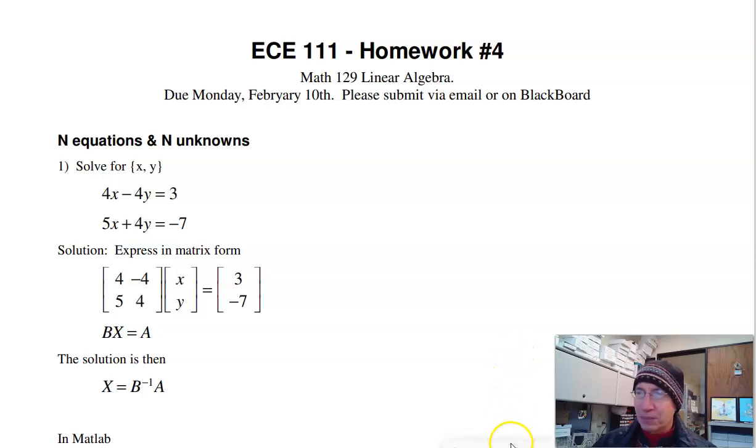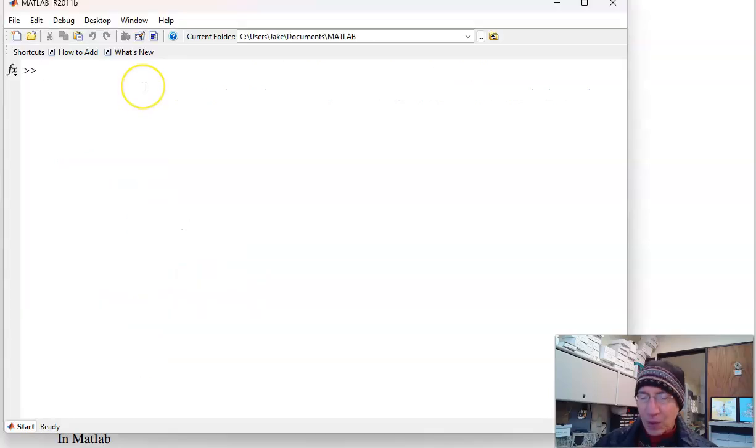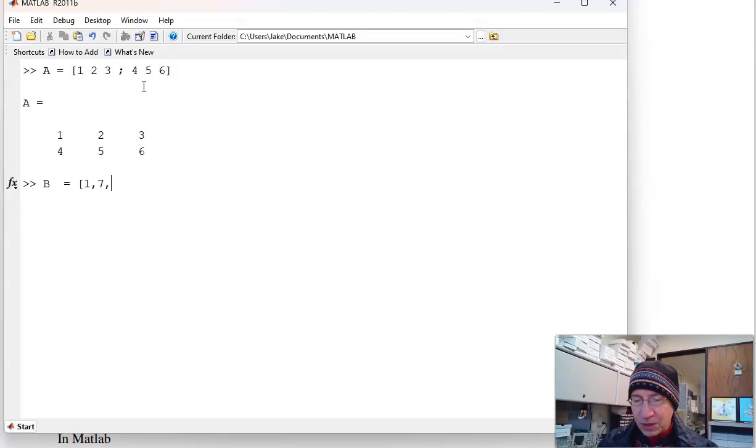So to input a matrix in Matlab, let's say A equals square bracket to start a matrix, 1, 2, 3, semicolon is the next row, 4, 5, 6. I've got a matrix. If I have a second matrix, B equals 1, 7, 4, next row, 6, 4, 2, I can now add them. C is A plus B.